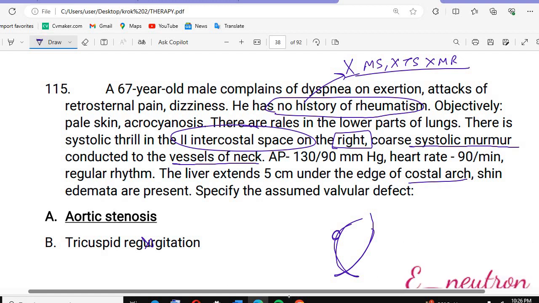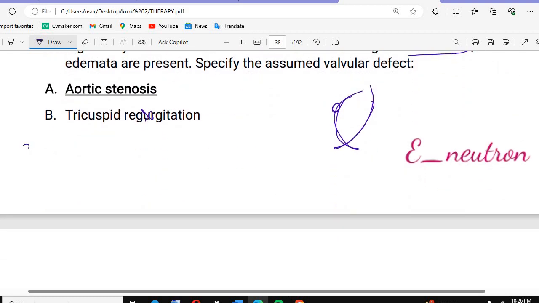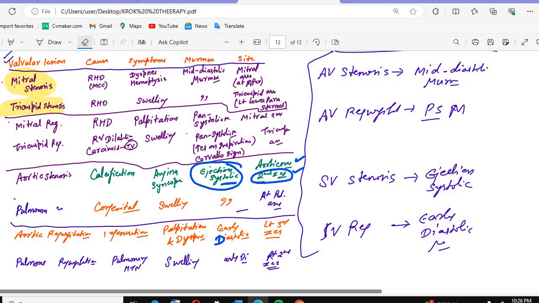Okay, this type of questions will be asked from valvular defects. Also remember, if they ask you directly, you should remember the systolic murmur. In the case of the ejection systolic murmur, we see aortic stenosis. If it is the case of semilunar valve regurgitation, we see an early diastolic murmur. If it is the case of AV regurgitation, we see the pansystolic murmur. So remember this one separately. That will help you.